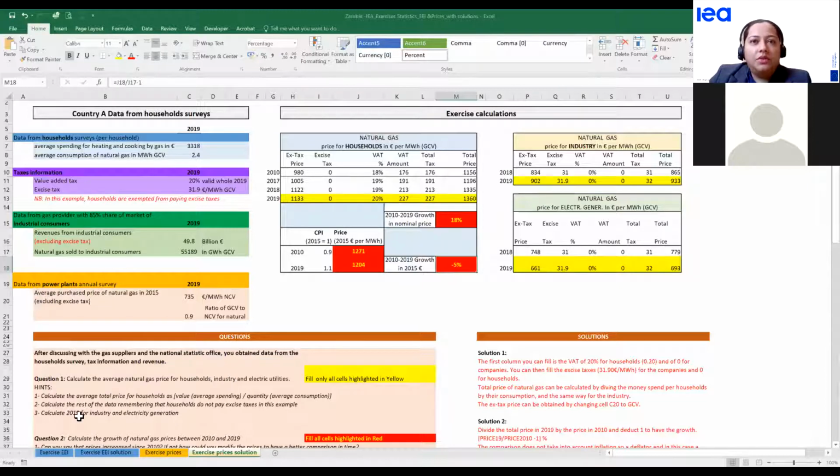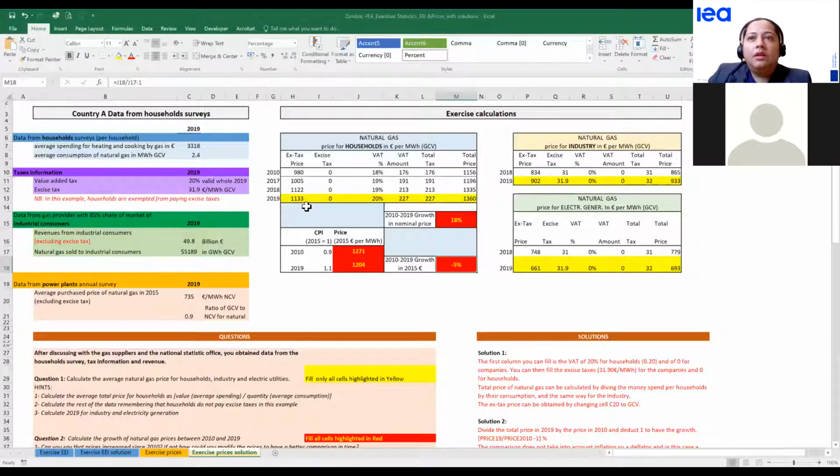And you have a few hints here, which are: calculate the average total price for household as the value divided by the quantity, calculate the rest of the data, remembering that households do not pay excise taxes in this example, and calculate 2019 for industry and electricity generation.